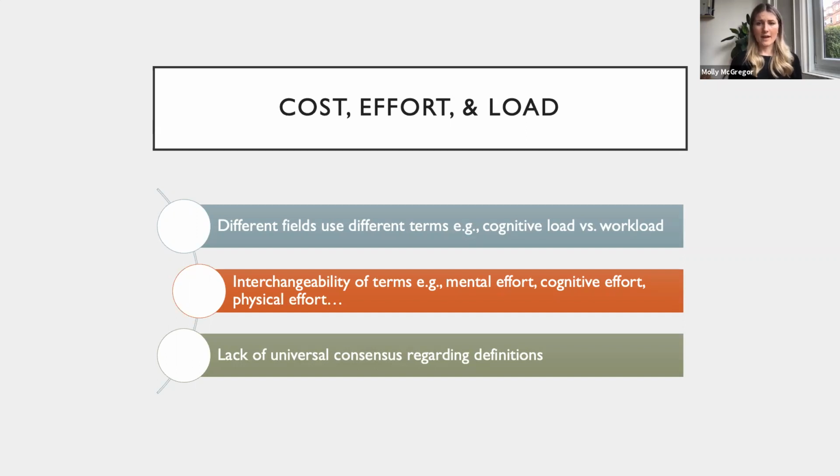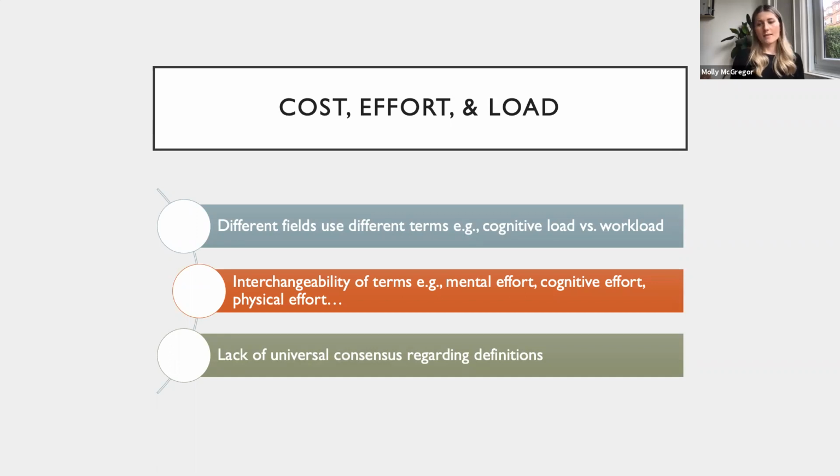So in comparison to effort and load, cost has been described in a more abstract manner and assigned various different meanings. For example, cost has been implicated as energetic or affective costs, like fatigue, as economic costs, so assigning monetary value to costs, or as a temporal cost, where time is considered expensive.